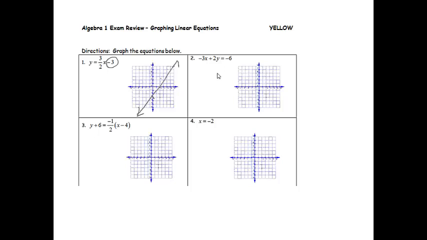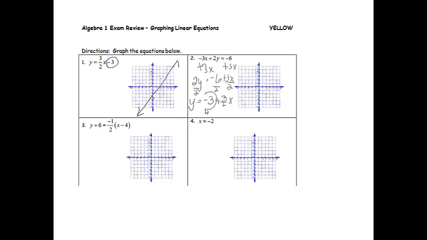All right, next one, negative 3x plus 2y equals negative 6. The first thing that I need to do is to get it to say y equals, so I'm going to add 3x to both sides. And I'll get 2y equals negative 6 plus 3x. And then I'll divide all three parts by the 2. So I'll get y equals negative 6 divided by 2 is negative 3 plus 3 halves x.